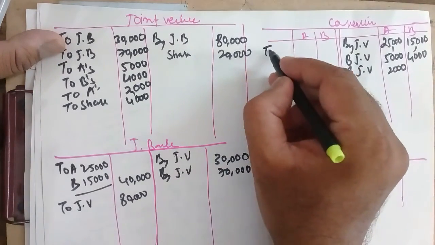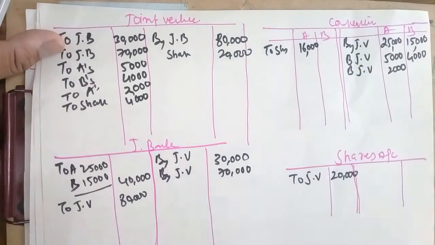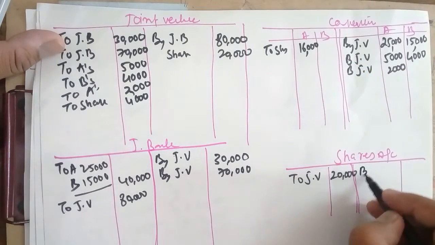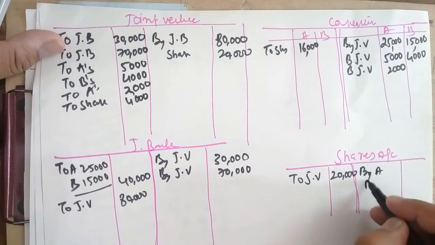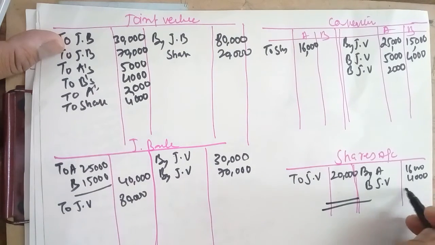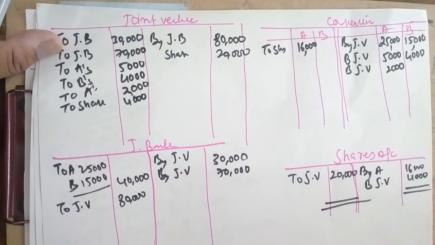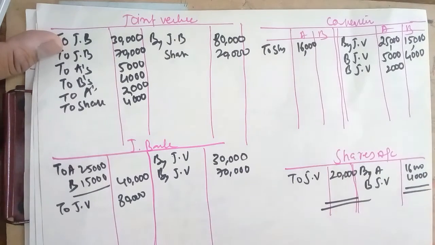What is this 4,000? The loss which we are incurring. In A's account we write to shares, how much? 16,000, the price at which he is taking over. But in shares account we write by A and by joint venture, that is 16 and 4 collectively. This account will get closed. Clear? Then further the question says that taking over of material at an agreed valuation. See, B is taking over the remaining material, 3,000.